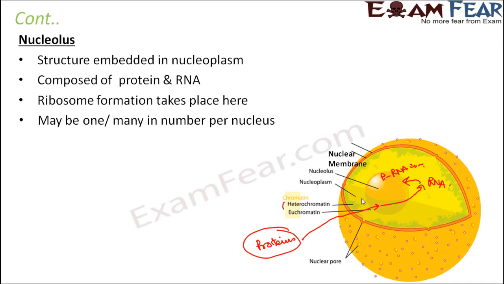Generally, it is seen that larger nucleoli are present in cells carrying out active protein synthesis. Similarly, more nucleoli are present in cells carrying out active protein synthesis. Because if the cells are carrying out active protein synthesis, more and more proteins will be formed. Those proteins will join with RNA to form protein RNA complexes. So ribosomal RNA will be formed. For that, you need more nucleoli, or you need a bigger nucleolus. So this was all about the nucleolus.